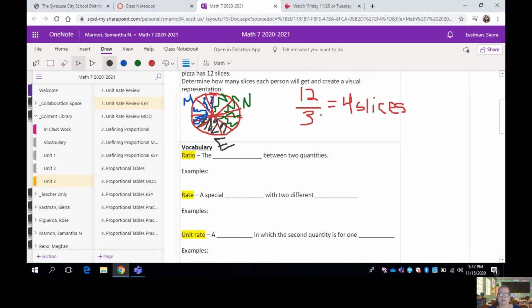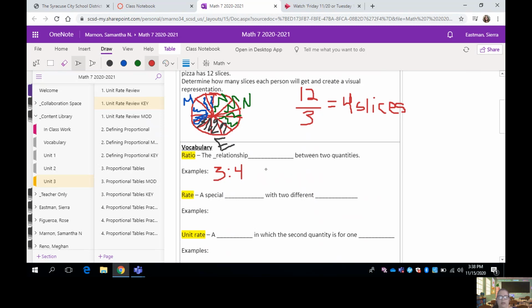Okay, is 3 people to 4 slices, right? So if I'm filling in my vocab words here, ratio is the relationship between 2 quantities. Okay, so like I said, in our first example, we had 3 hippos to 4 zebras. So I could write that like this using my little colon here.